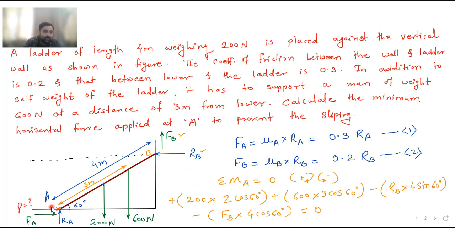If the force is less than 62 Newton, then this ladder will slip. Okay, then this ladder will slip. This is the meaning.